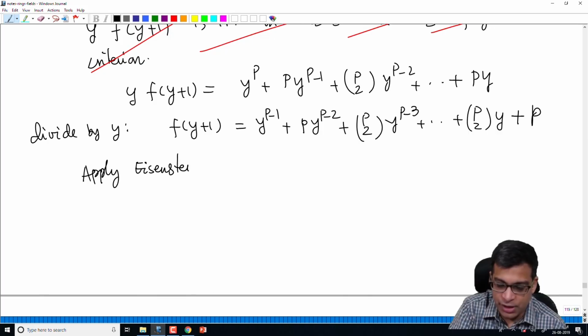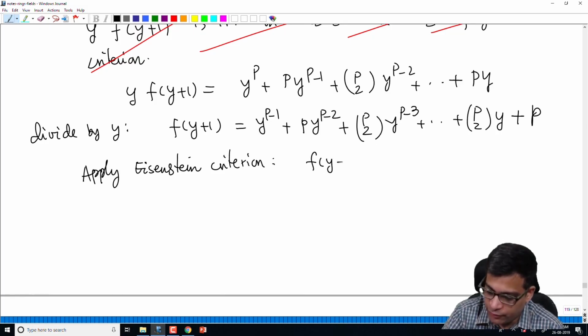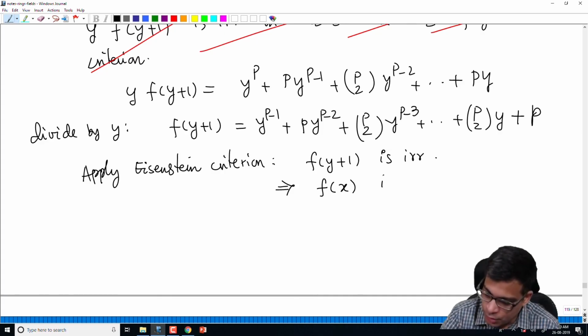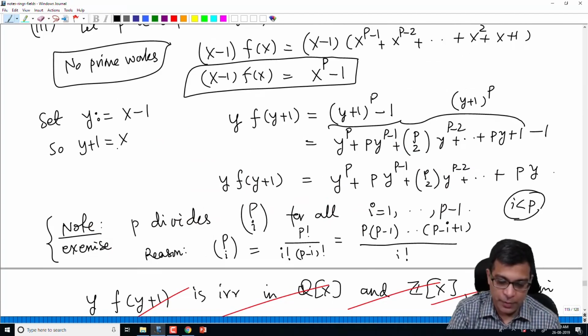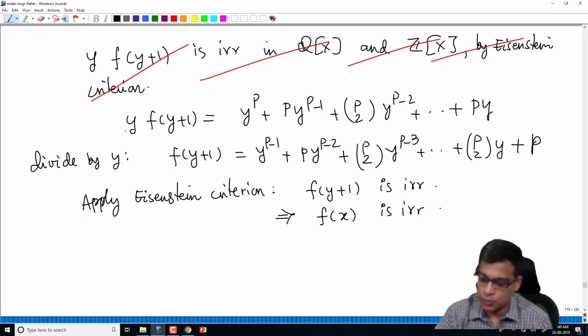See, earlier we couldn't apply Eisenstein criterion because the constant term is 0. Now we can, to conclude that f(y+1) is irreducible. But what is f(y+1)? y plus 1 is just x, right? So remember, that was our change of variable. y plus 1 is x. So f(y+1) is irreducible, so f(x) is irreducible.